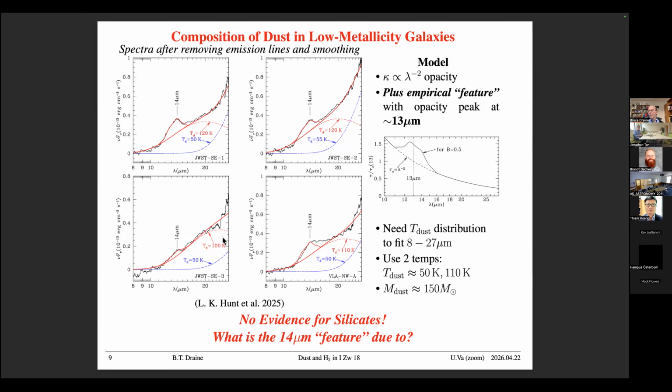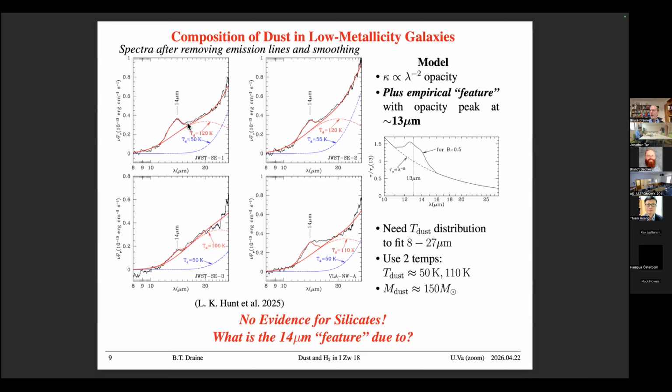So here, the two dashed curves are each the contribution from a lambda to the minus 2 opacity by dust at 50 degrees Kelvin and dust at 100 degrees Kelvin, or 120 degrees Kelvin in some of the models, or 110 in this one. So we can reproduce the general rise here from 10 microns or 12 microns, where you first think you're reliably detecting things, out to 27 microns, where the data begin to get very noisy, with this simple combination of these two power law opacities with two different dust temperatures.